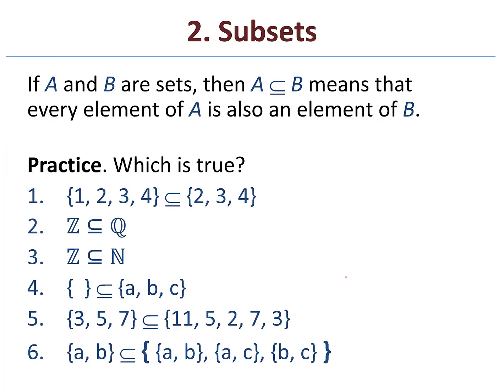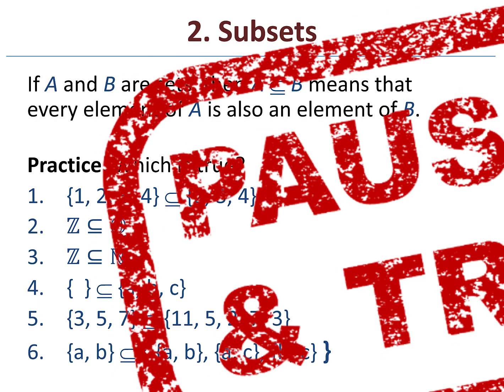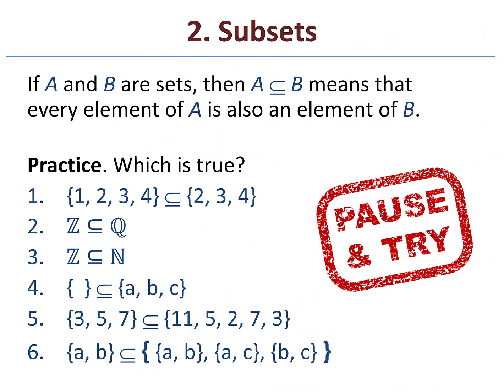If A and B are sets, then containment is indicated this way. I write A, it looks like a little C with a line underneath it. That means that every element of A is also an element of B. I write A is contained in B, or A is a subset of B. So take a look at these problems 1 through 6 and see which are true. Give this a try. Pause the video and unpause when you are ready to check your work.